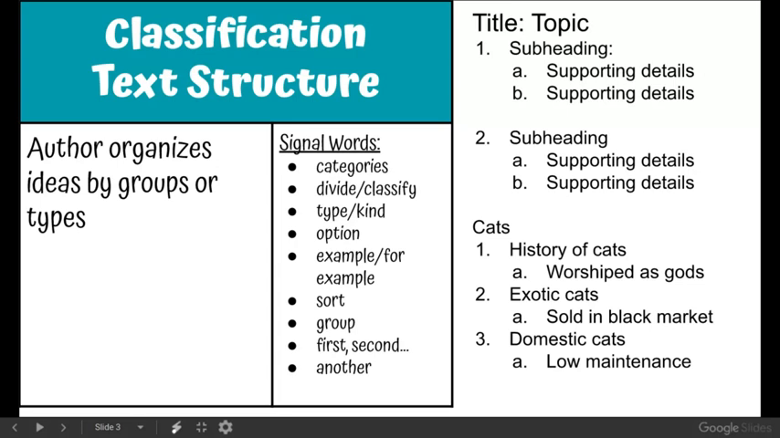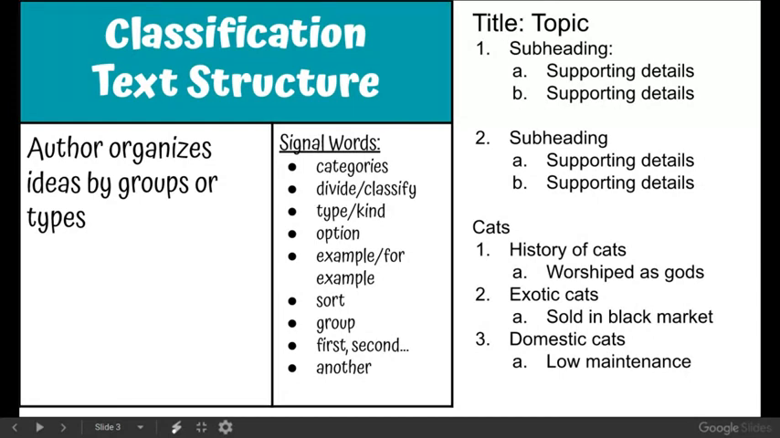When you write research papers, you decide on a topic, and then your paragraphs have different main ideas. So you could have a subheading here, and then you would support it with supporting details, and then your second paragraph, or I guess your third paragraph, would have a different subheading, a different main idea, and supporting details. So for instance, if you were researching cats, then your first body paragraph would be the history of cats. And then maybe you would talk about how they used to be worshipped as gods in Egypt a long time ago. And then maybe you would talk about exotic cats and how they're sold in the black market. And then maybe you would end with domestic cats and how they're low maintenance and a popular pet.